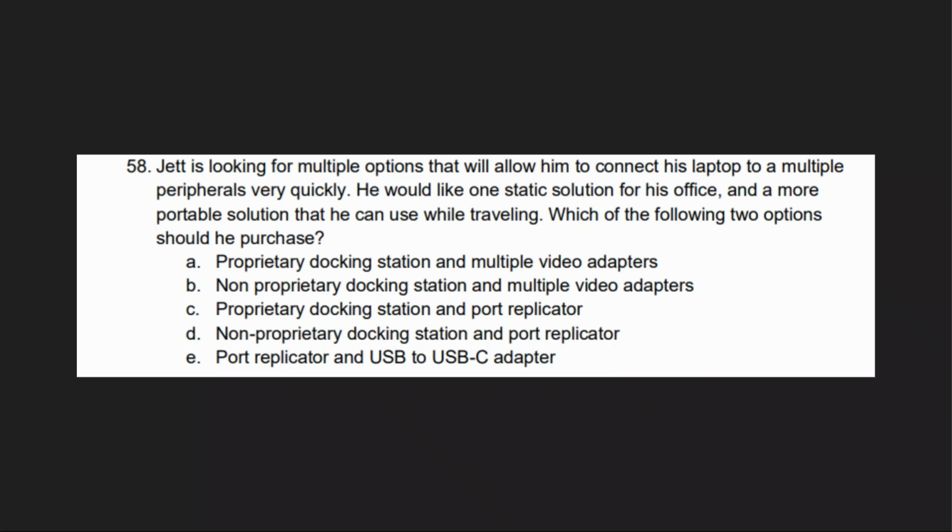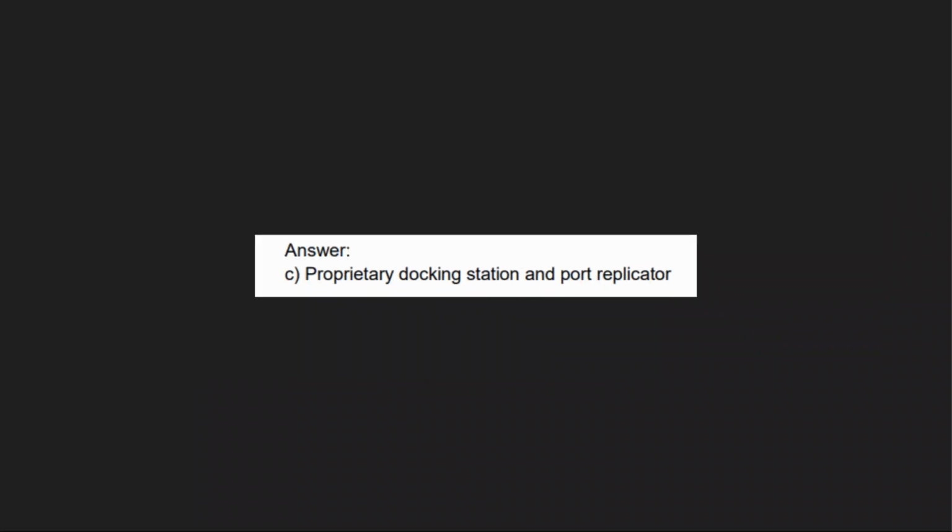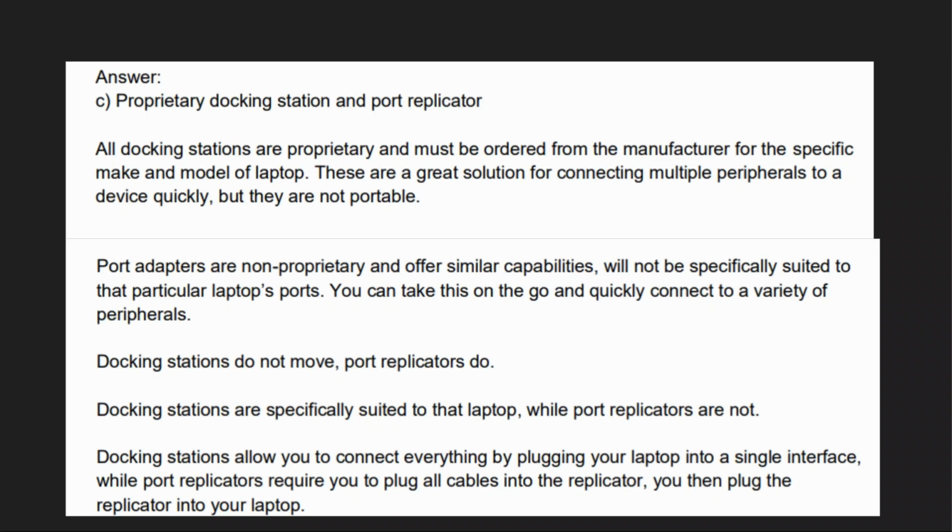Answer in 3, 2, 1. The answer is C, proprietary docking station and port replicator. All docking stations are proprietary and must be ordered from the manufacturer for the specific make and model of laptop. These are a great solution for connecting multiple peripherals to a device quickly, but they are not portable.